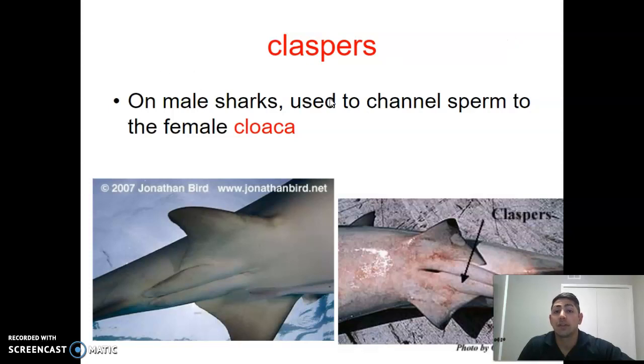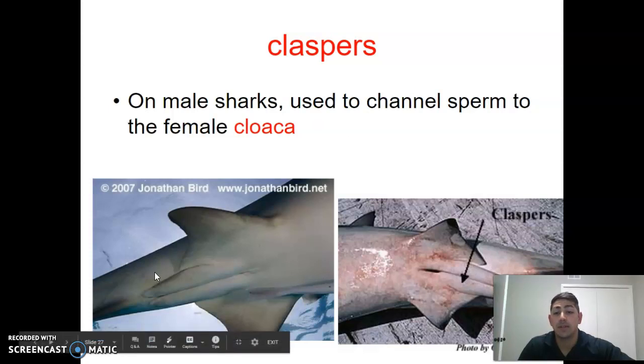Claspers. Claspers are on male sharks. They're used to channel sperm to the female cloaca. And so right here on the right, you can see the claspers down here.